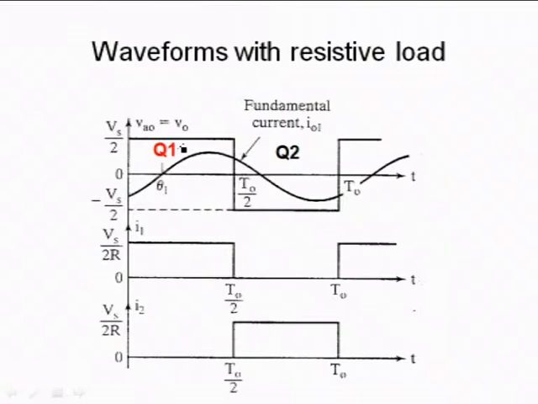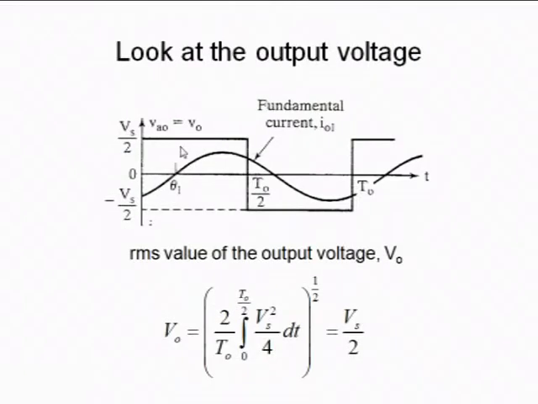These are the currents: I1 when Q1 is on, and I2 when Q2 is on. This is the fundamental current I01, which is producing useful power. That is what is important for us. Other currents will be harmonics, which are not useful for us.